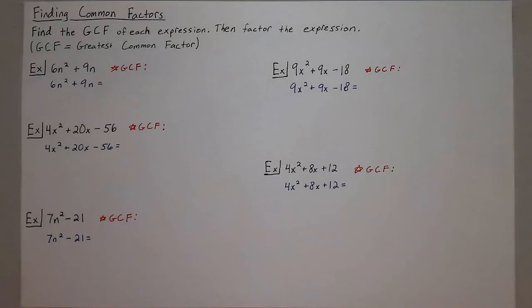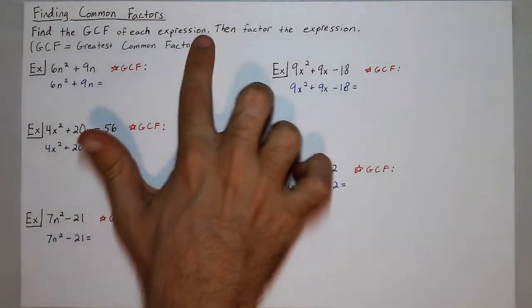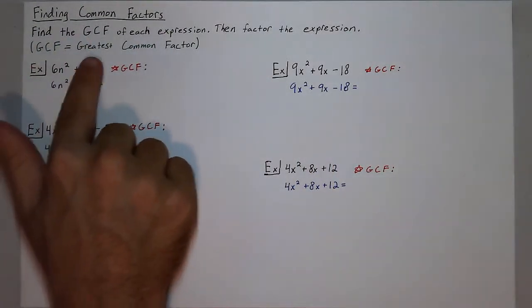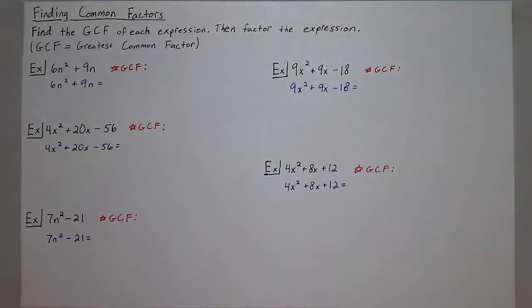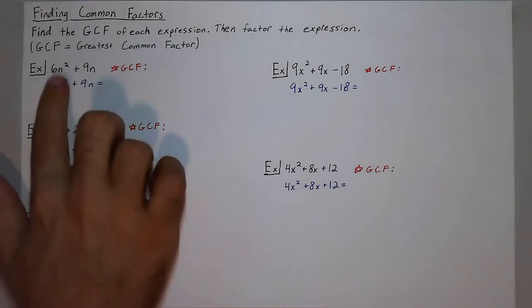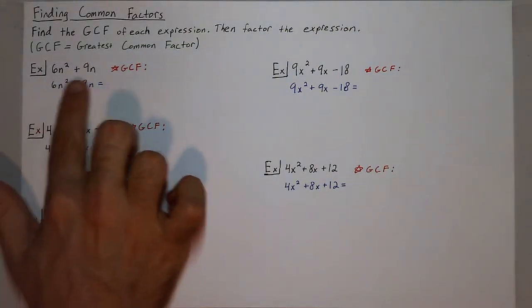In this video, we are going to learn how to find common factors. Now, we're going to find the GCF of each expression, and GCF stands for greatest common factor, and then we're going to factor the expression afterwards. So starting here, we have 6n squared plus 9n, and we want to find out what its GCF is.